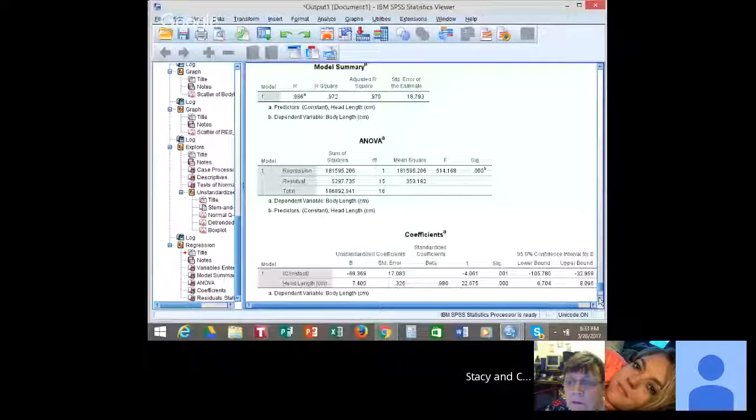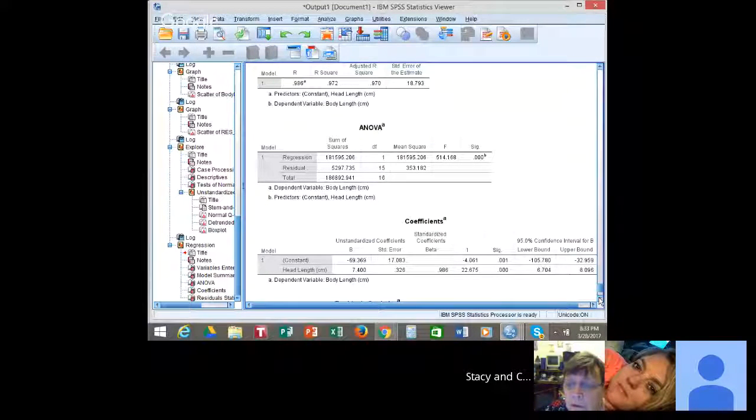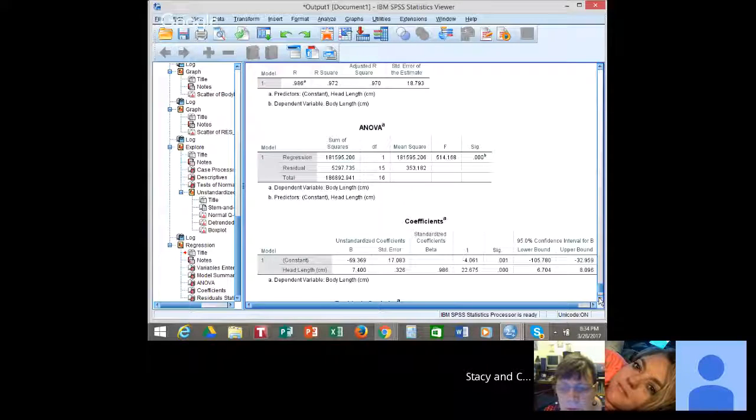So first to find our test statistic, it's under the coefficient box. It's 22.675, because we want it on the bottom line and not the top line. So we always want the bottom one. And then our degrees of freedom you find up in the ANOVA box under the residual, which is 15.